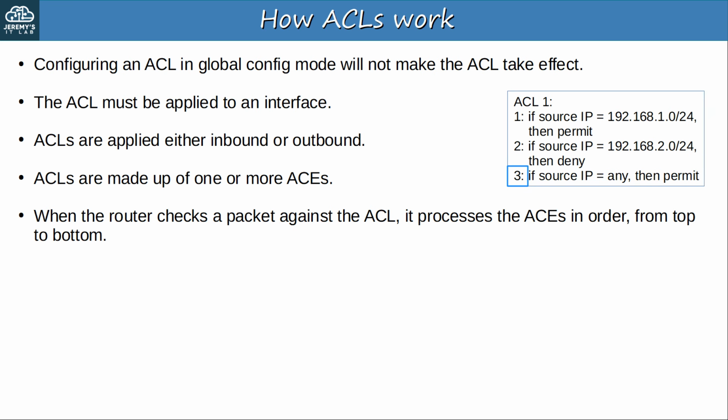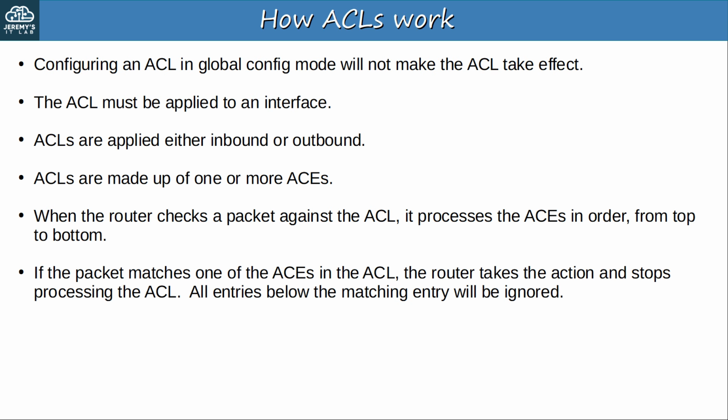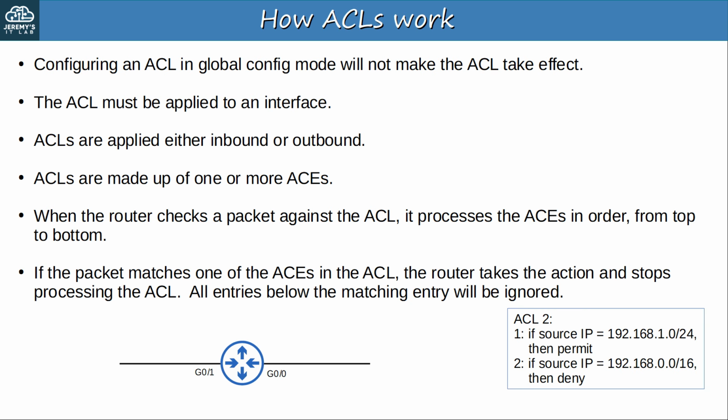Another point I briefly mentioned before. If the packet matches one of the entries in the ACL, the router takes the action and stops processing the ACL. All entries below the matching entry will be ignored. Let me show you an example. Here we have a router and another ACL.